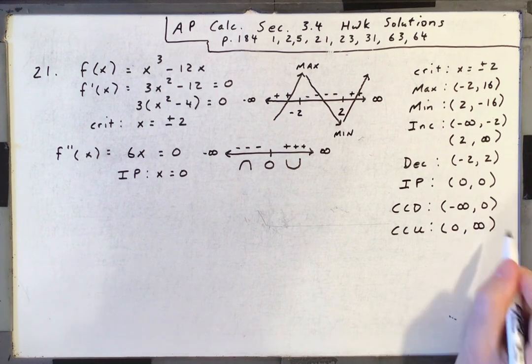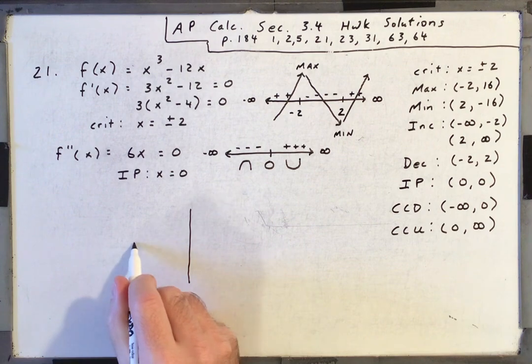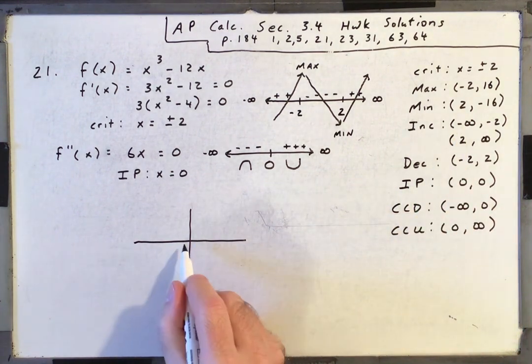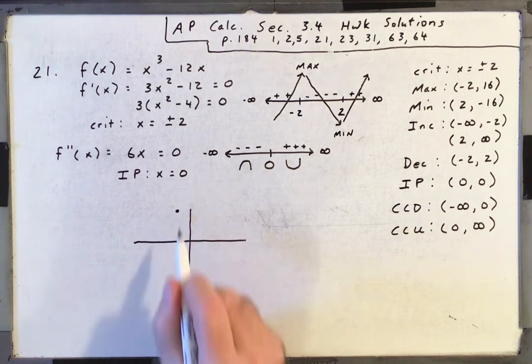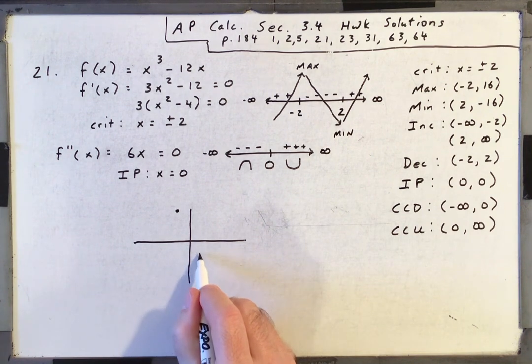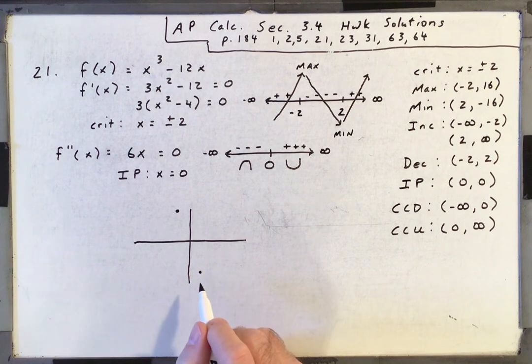Now the last step was to draw a rough sketch of the graph. So what you want to do is plot the maximum. That's negative 2, 16. I'm going to just say that's about right there. The minimum occurs at positive 2, negative 16. So let's say that's about right there.